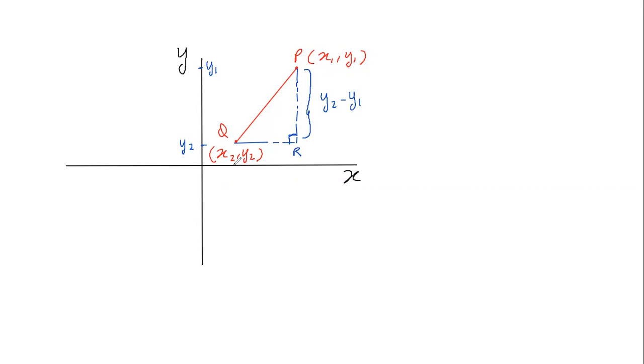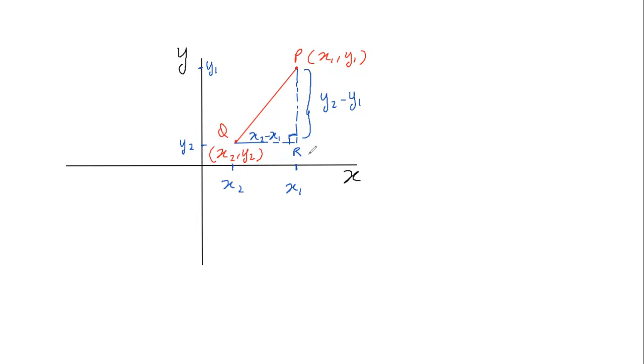Similarly, on the x-axis, if I take this point, that's x2, and if I take this point, that is x1. So do you realize that the length QR is x2 minus x1.